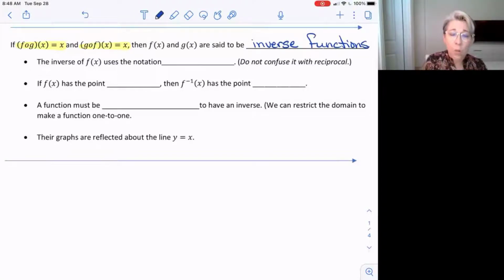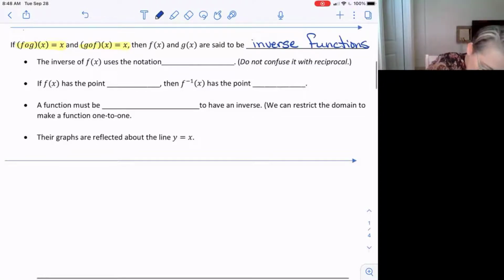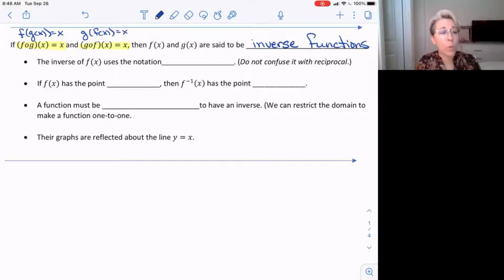Now, a quick recall, remember the composition of functions means if we had f and we plugged in the g function into it, and then if we had the g function and plugged in f into that. So you have to do it both ways and get x back, or your input variable, whatever it is, every single time. So just like we have inverse operations, addition, subtraction, multiplication, and division, we also have inverse functions.